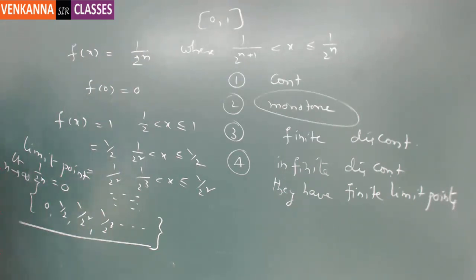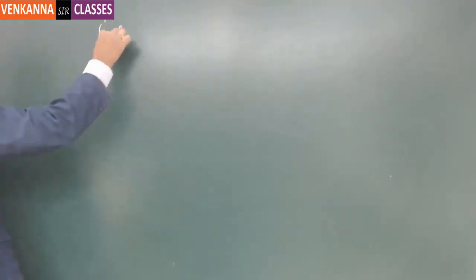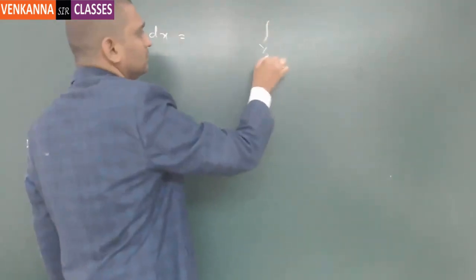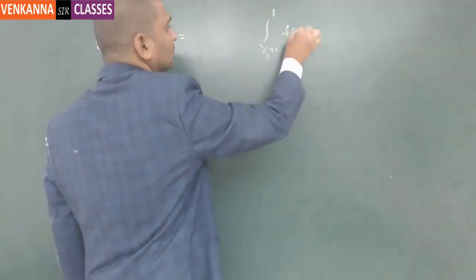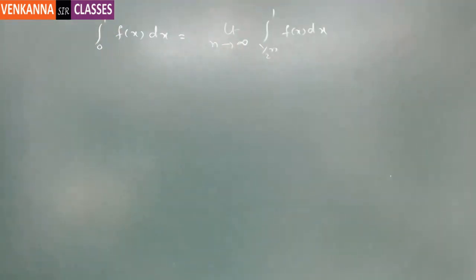What does it mean? You are able to evaluate the integration value of the function. That's it. So how am I going to do it? I am going to evaluate the integration here. I am going to find the value of the integral from 0 to 1 of f of x dx. It is nothing but the limit as n tends to infinity of the integral from 1 by 2 power n to 1 of f of x dx.